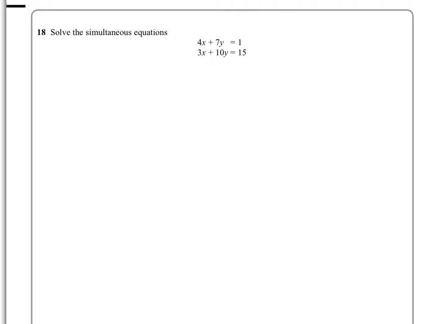In question 18 we're asked to solve the simultaneous equations. So what we'll do for now is we'll call the first equation number 1, the second equation number 2. And what we need to do is find a way that either this term can cancel out or this term can cancel out.